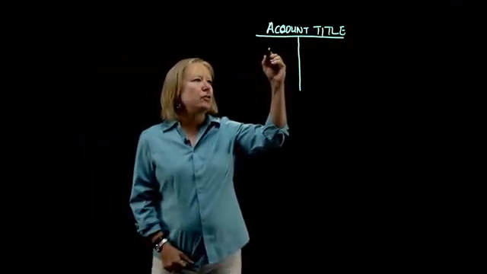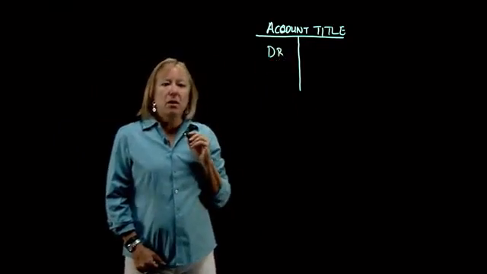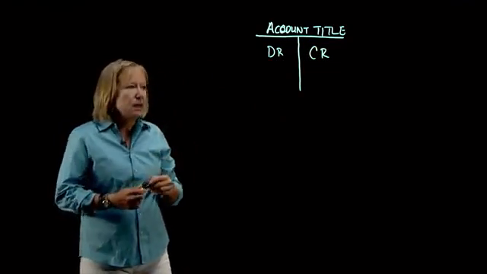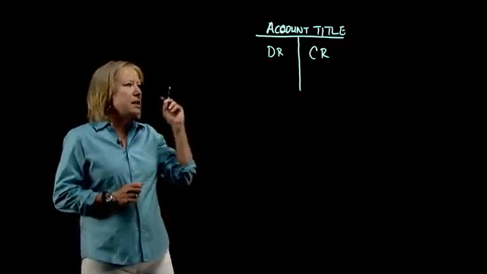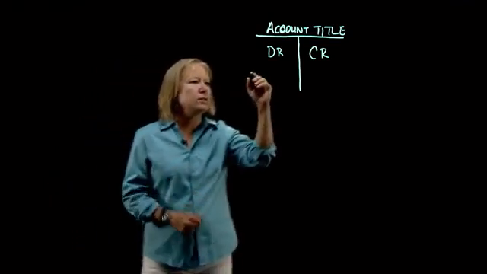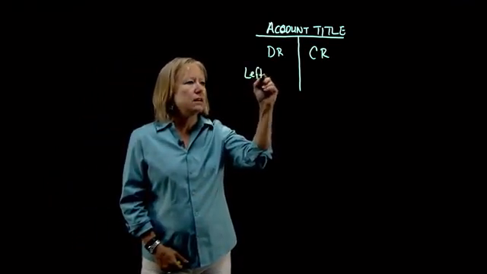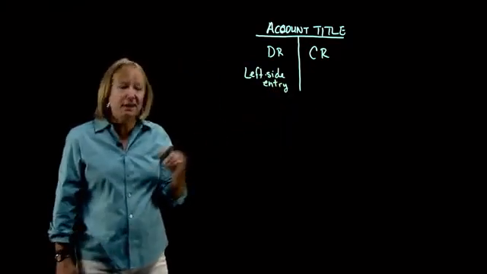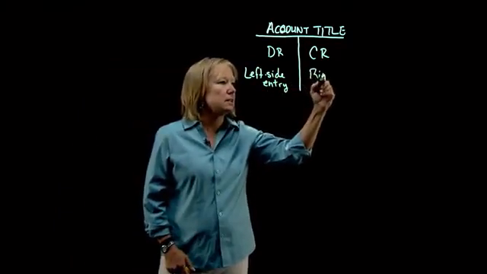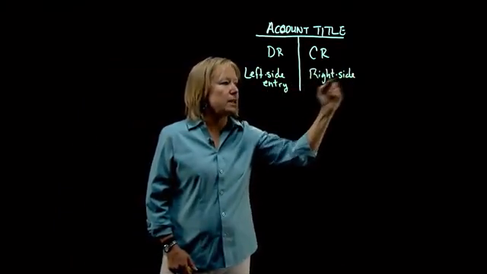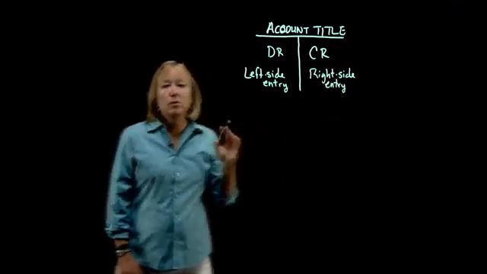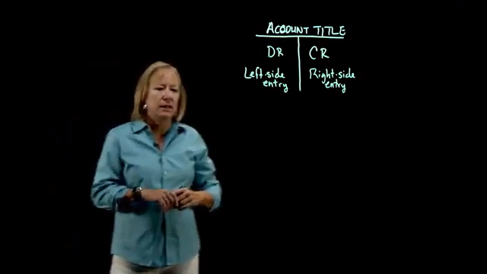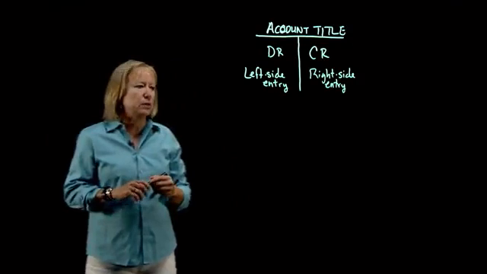and then left side entries into this account would be called a debit, and a right side entry into the account would be called a credit. Those terms are a bit difficult to understand, debit and credit, so what I like to do sometimes is just say a left side entry shows up on the left side of the T account, and the right side entry shows up on the right side of the T account. So we'll use debit and left side entry interchangeably, credit and right side entry interchangeably.